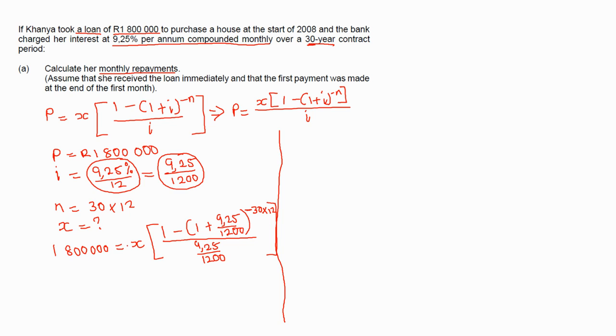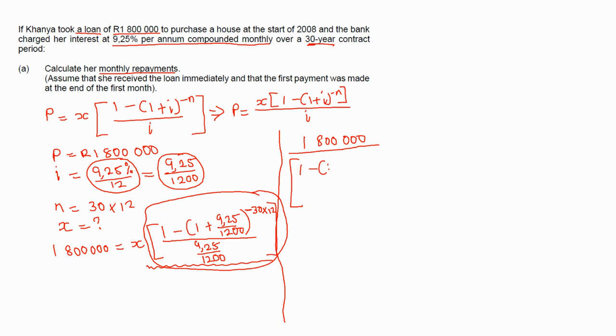Now, what do we do to get our x? We have to divide by this whole thing, both sides. Divide by this whole bracket. So it's going to be 1,800,000. Okay, if you want, you can start by finding the value of this. Just put it in your calculator and get the value of this. And then after that, you're going to divide by it. Okay, but if you can use your calculator correctly, you can do this. Then we're dividing both sides by this whole bracket.